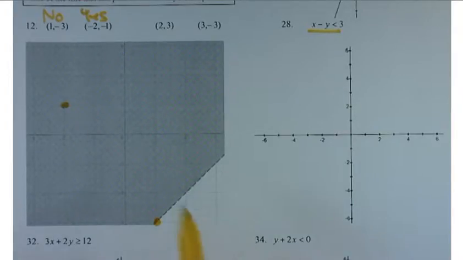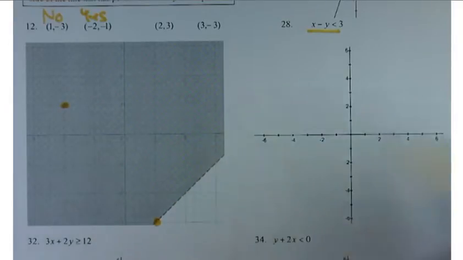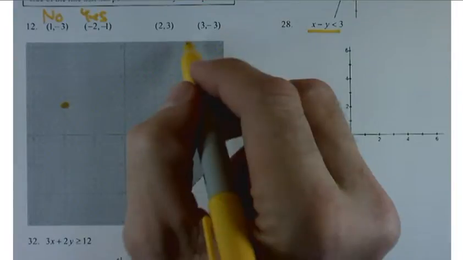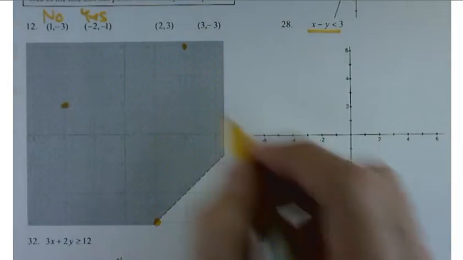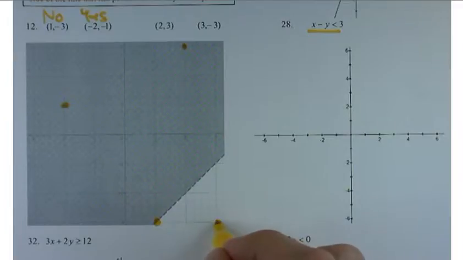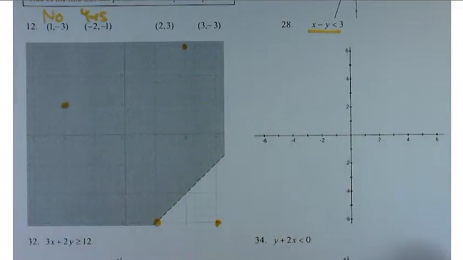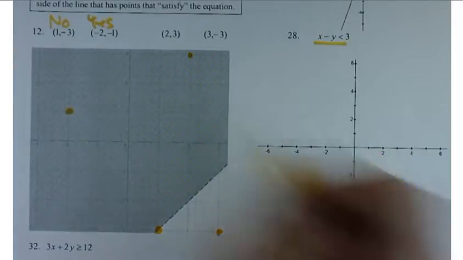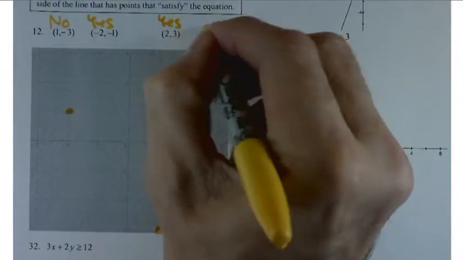All right, so let's take a look at the two other ones here. 2 and 3 are up here, and 3 and negative 3 is down here. What about these last two? Yes or no on each of these? Yes, and then no.